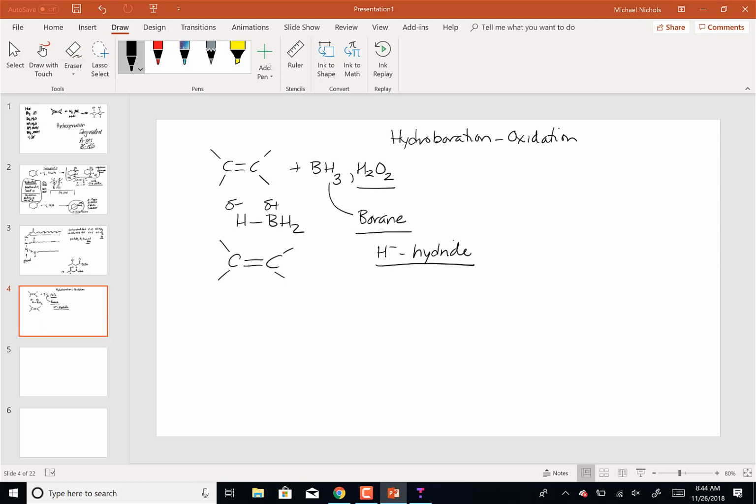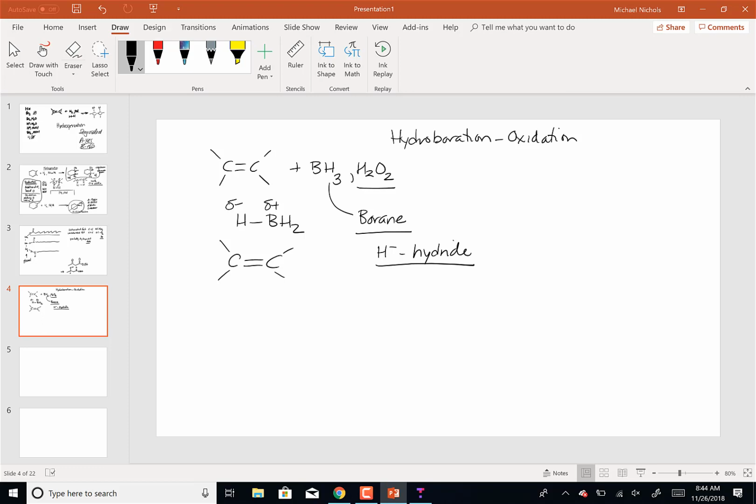And a hydride is different than a proton in terms of its reactivity. Protons are electrophiles, hydrides are nucleophiles. So we can change the character of hydrogen by attaching it to an electropositive element like boron.